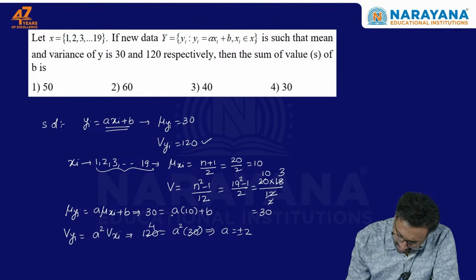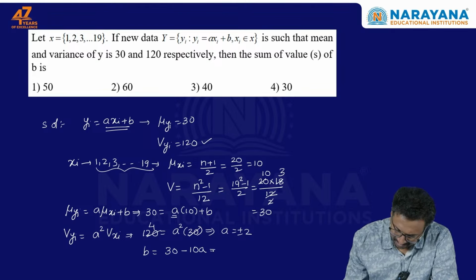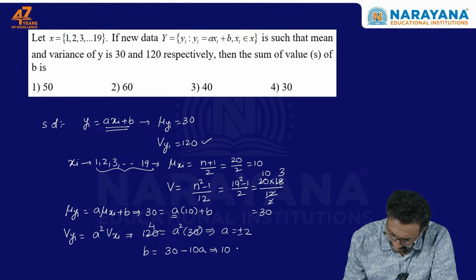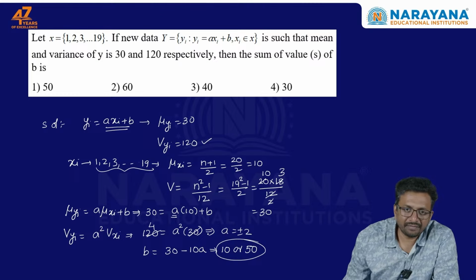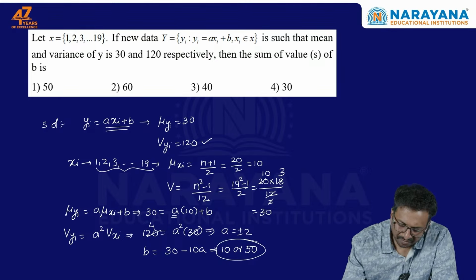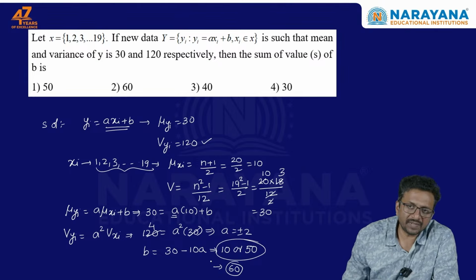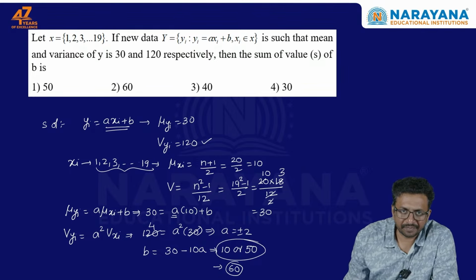Now b is equal to 30 minus 10a. So if you take a is equal to 2, you get 10, or if you take a is equal to minus 2, you get 50. So b is equal to 10 or 50. So the sum of values of b is equal to 60. So second option is the correct answer.